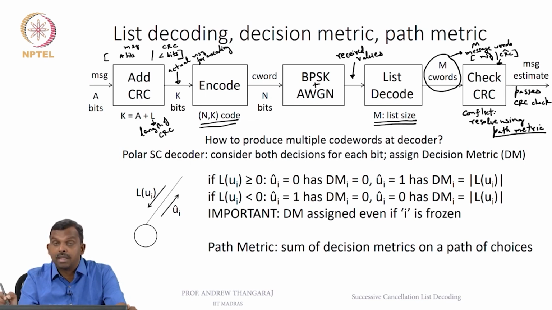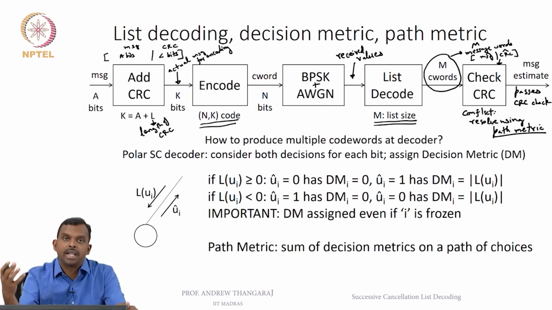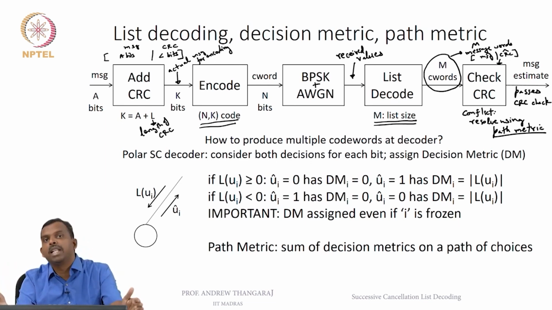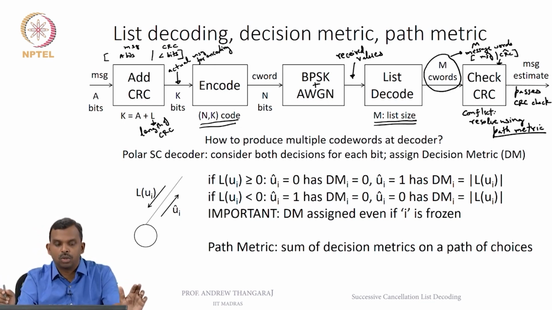So this path metric is an important notion in list decoding. It serves multiple purposes. It keeps the decoding complexity in control and also gives you an indication of how good a particular candidate code word is. You put out M code words, and not all of them may be equally likely. You may not have the same belief on each of them. So you can also put out a belief on each code word. This path metric is like a belief on each code word. That is how to think about it.